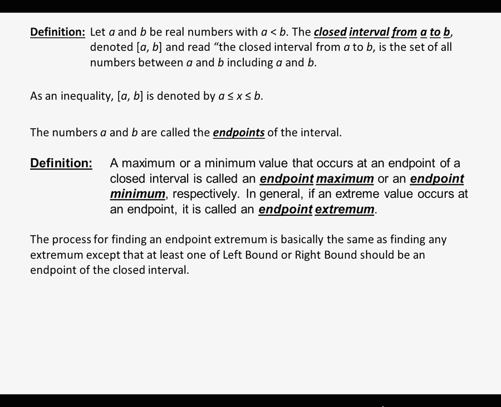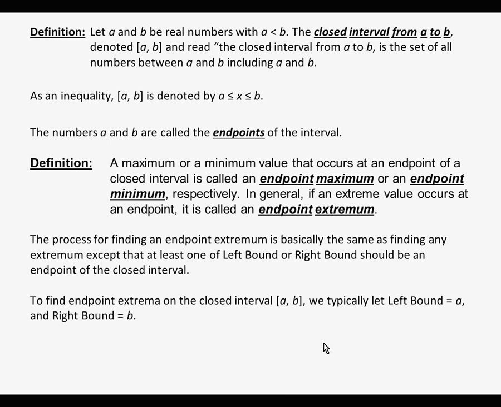Now the process for finding an endpoint extremum is basically the same as finding any extremum, except that at least one of the left or right bounds should be the endpoint of a closed interval. Typically, the left bound is the left endpoint, the right bound is the right endpoint. And depending on whether you're looking for a maximum or minimum, it's going to be either choice 3 or 4. And if the extreme value actually does occur at an endpoint, the calculator will tell you that. If it does not occur at an endpoint, the calculator will also tell you that as well.